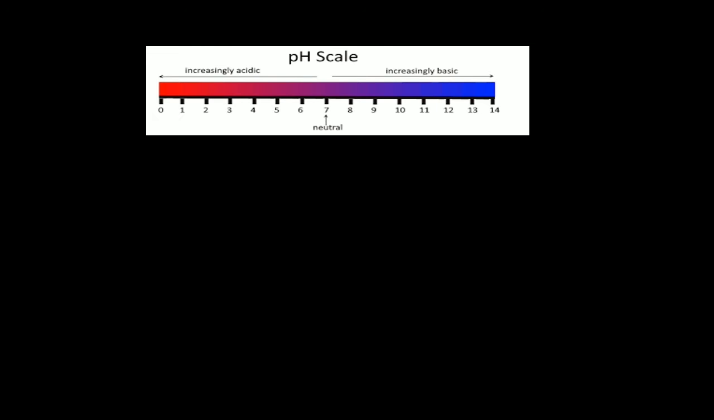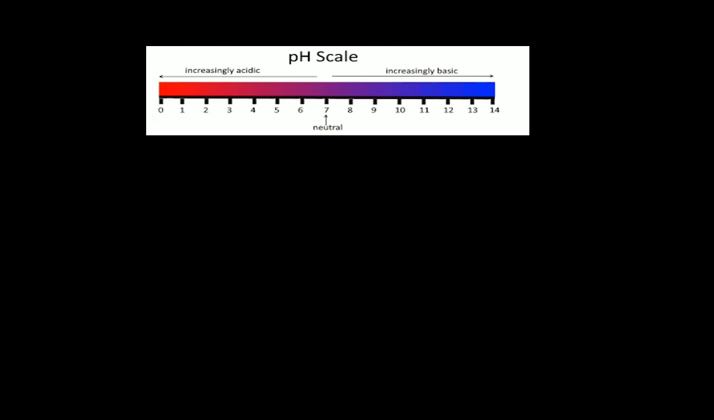0 to 7 is for acidic solutions. So if the testing substance lies between 0 and 7 on the pH scale, it is an acid. And 7 to 14 are the numbers for bases. If a testing solution lies on any number beyond 7 up to 14, it will be a base.